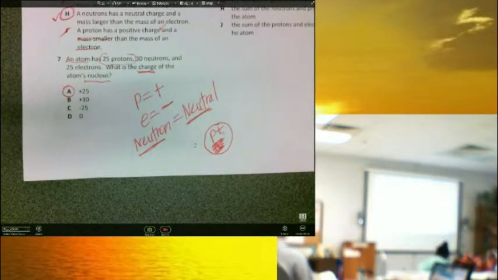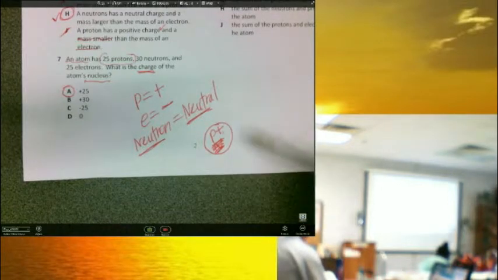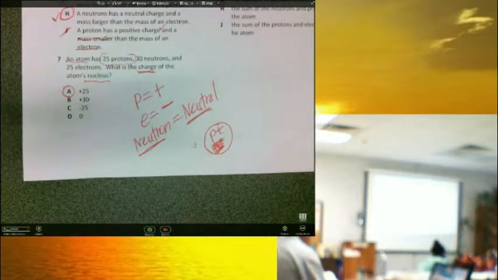Let me ask you, Aaron. What would the charge of the electron cloud in this question be? Charge of electron cloud? I'm asking him to think. Please be quiet. Aaron, what particles are in it? It would be negative 25. Very good.